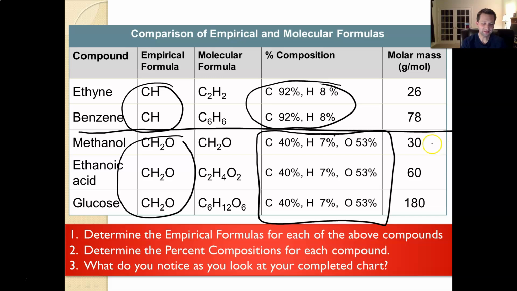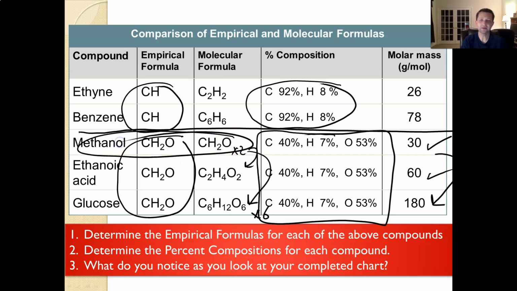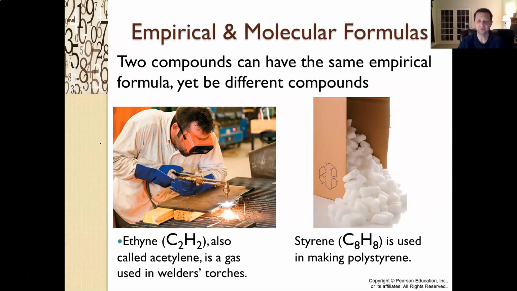Okay? Next thing I want you to focus on, molar mass. Methanol is 30. I multiplied everything by 2 to get ethanoic acid. My molar mass doubled to 60. Now look, I multiply CH2O by 6 to get to glucose. Well, 30 times 6 is 180. So all these molar masses are multiples of the most basic, reduced one that you have. Okay, so that's something important to know as well.